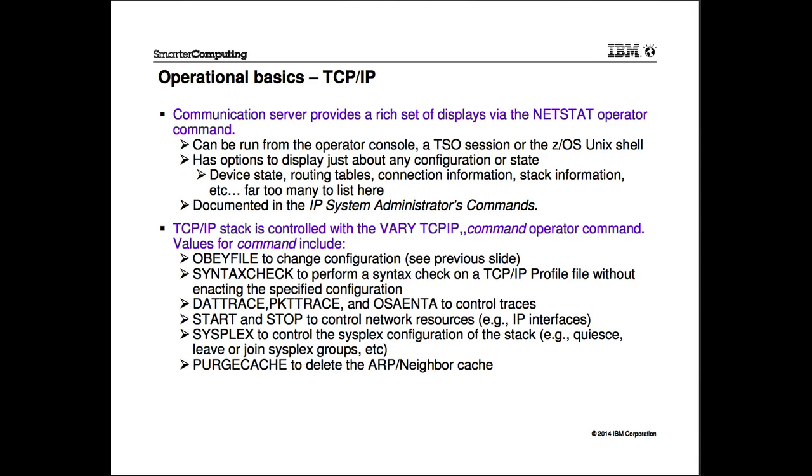And we also have a VARY command to control the traces. I'll go into it later. We have a lot of traces available on the mainframe. There's VARY START and STOP to stop network resources like IP interfaces. There's VARY SYSPLEX to control the Sysplex configuration of the stack, and I'll discuss Sysplex later. VARY PURGECACHE to delete the neighbor and the ARP cache. So between the netstat command and the VARY TCPIP command, you can pretty much completely operate and do pretty much anything with our TCP/IP stack.